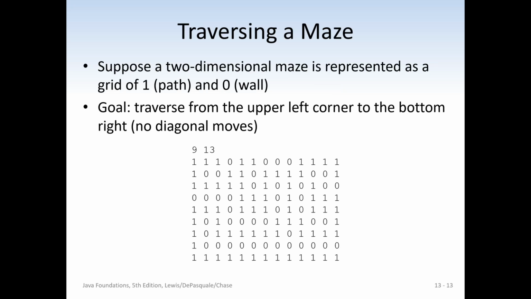So suppose we have a two-dimensional maze. It's represented as a grid of ones and zeros, where one is a path and zero is a wall. The goal is to traverse from the upper left corner to the bottom right with no diagonal moves allowed. So we can only walk on the ones, is the rule, right? And we can't go diagonally.